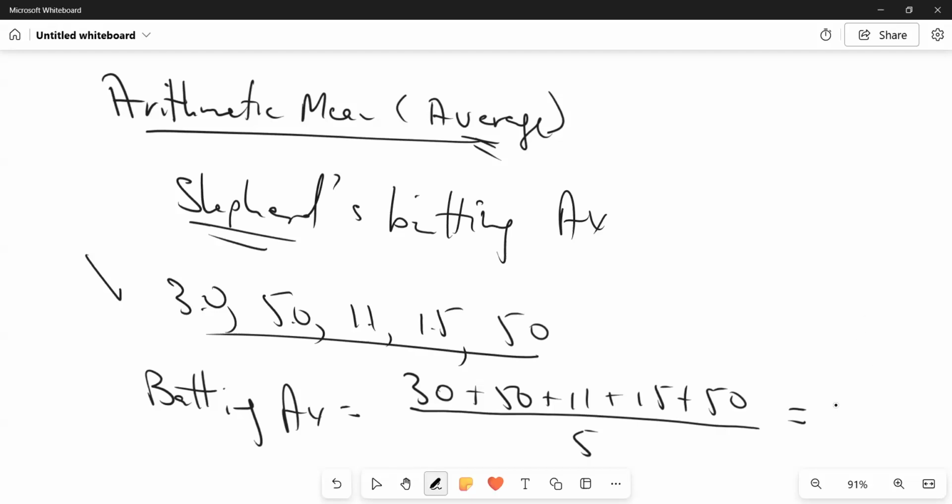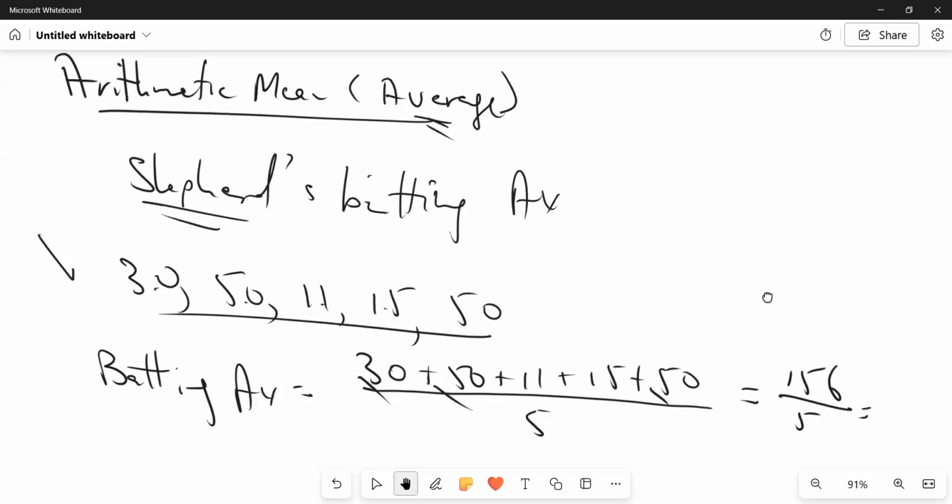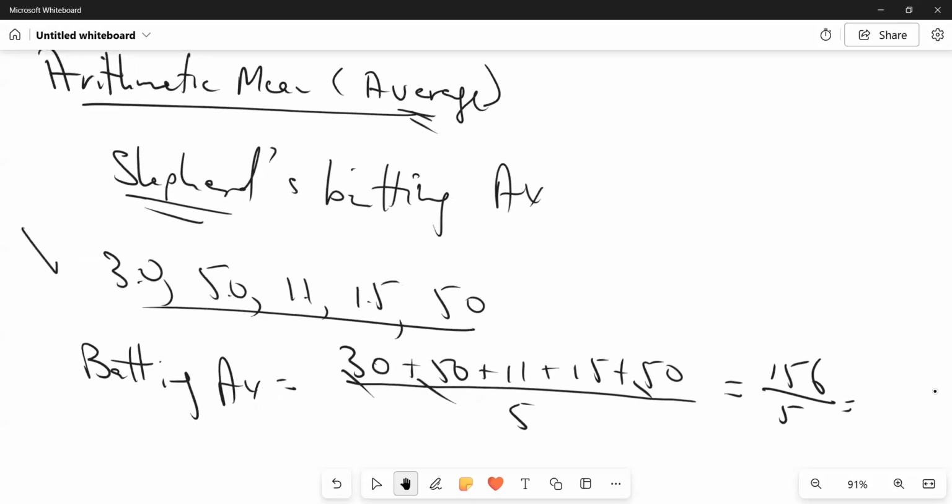156? Like 116? It can't be 116. Wait, this 50 and this 50 is 100. This is a 30, that's 130. Oh shucks, I had it wrong. So it's going to be 31.2. You see? So this number, 31.2 runs, is what you're adding there. So his batting average is 31.2 for the last 5 games.